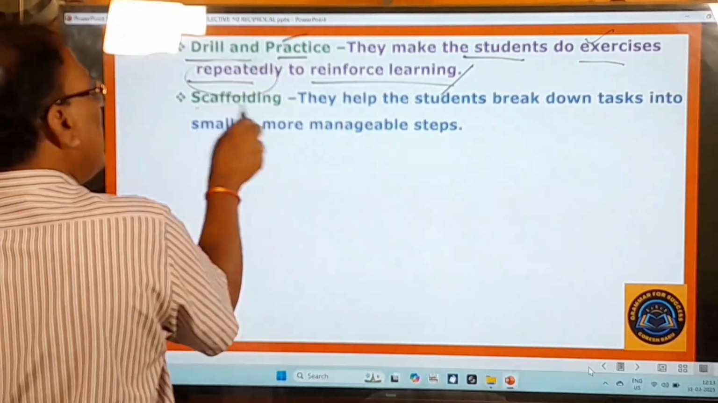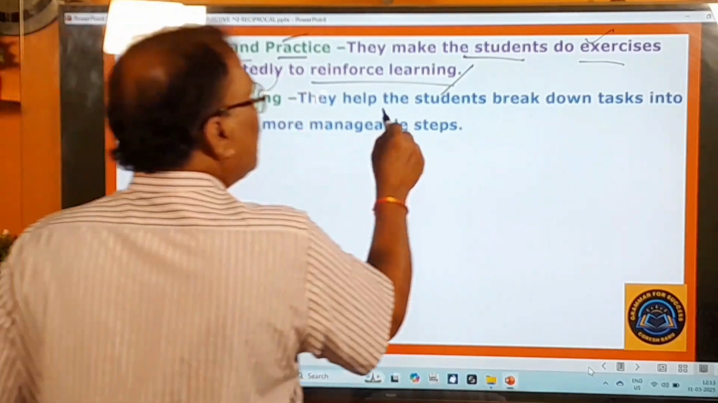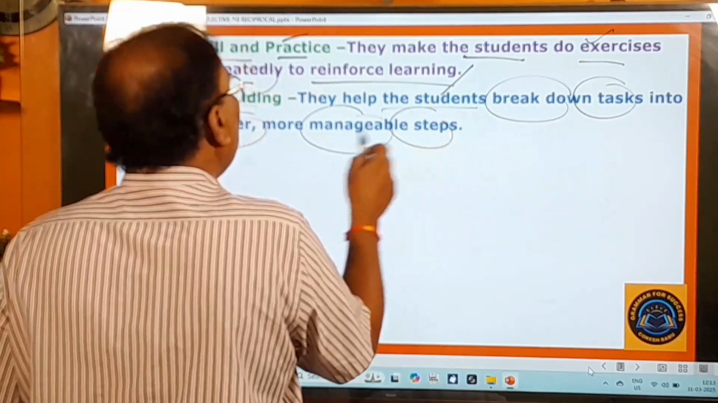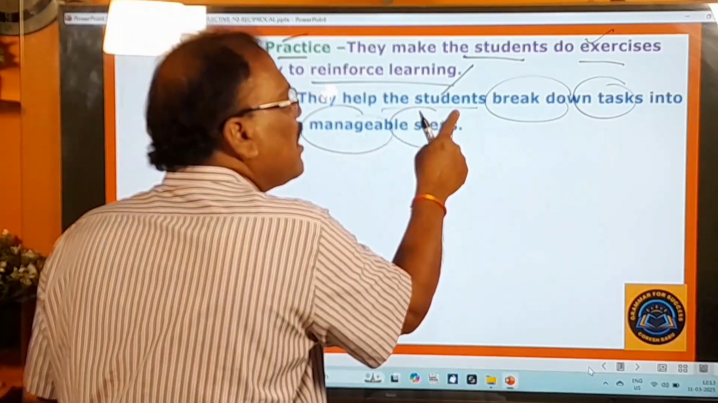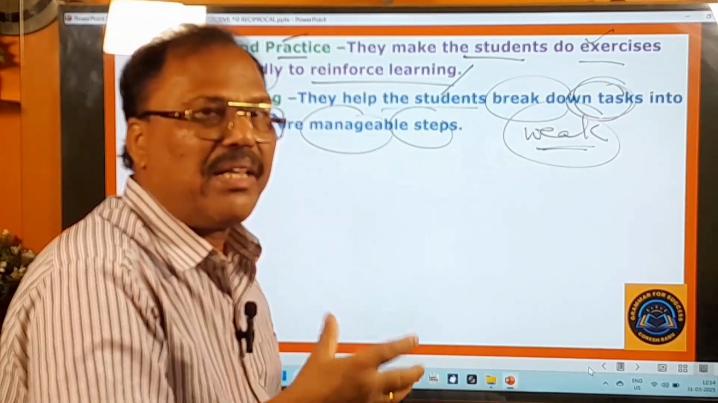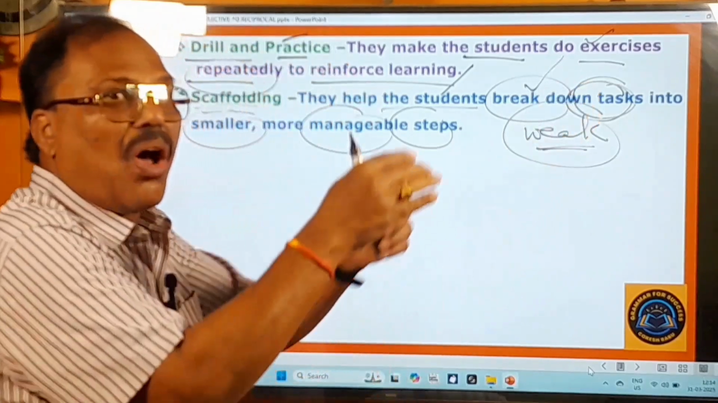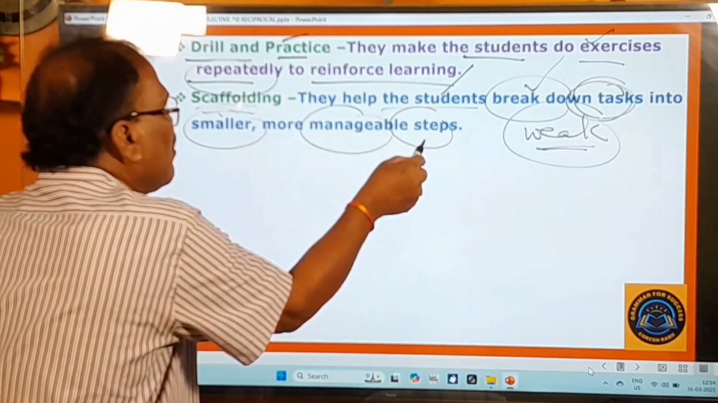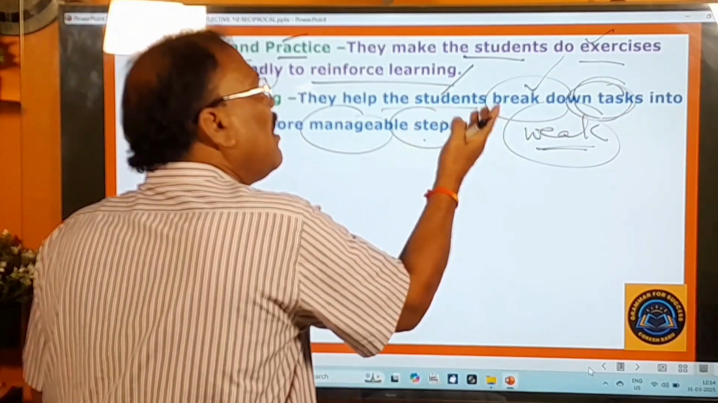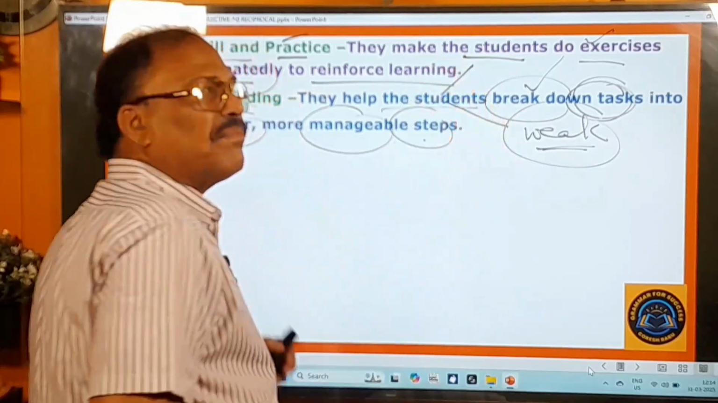Another strategy is called scaffolding. Scaffolding means supporting. What is that? They help the students break down tasks into smaller and more manageable steps. So here the teachers help the students break down big tasks. Generally, if the students feel that the tasks are very big for them, then the teachers will break down those tasks into smaller or convenient ones. So this is yet another important strategy which the teachers follow to help the weak students.